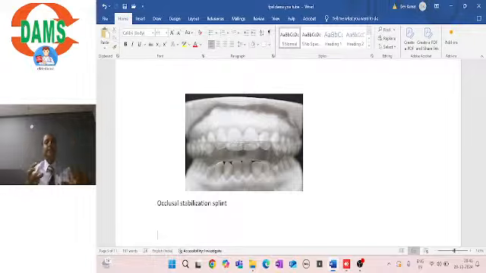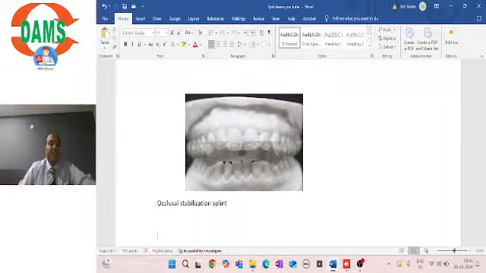Centric relation, by definition, is a maxillomandibular relation where the condyles articulate in the central avascular portion of the disc, with the complex in an anterior superior direction against the slopes of the condylar eminence. It is independent of tooth contact, and it is basically a pure hinge movement. So the main role is that our condyle should be in the centric relation position.